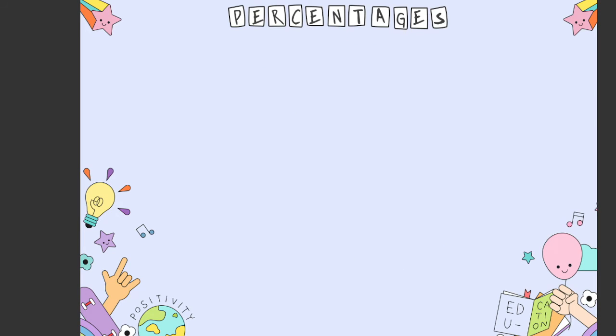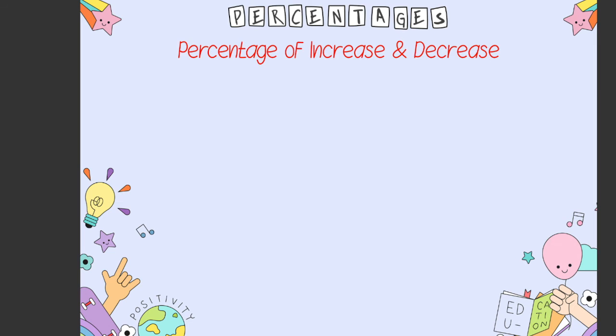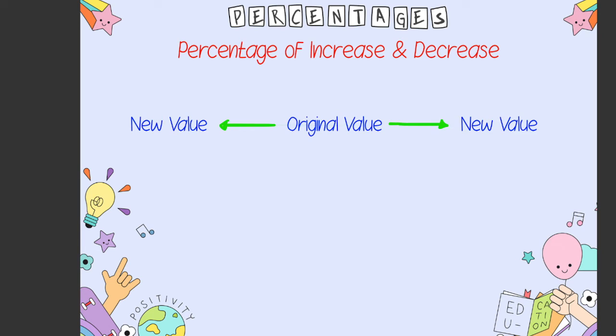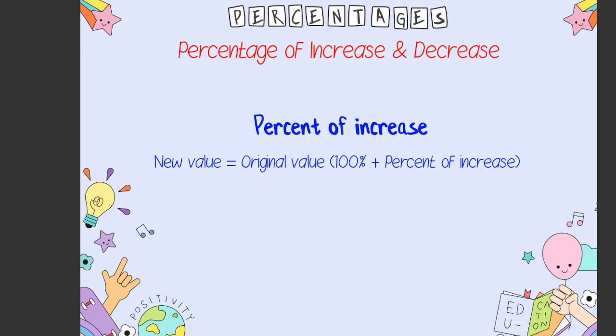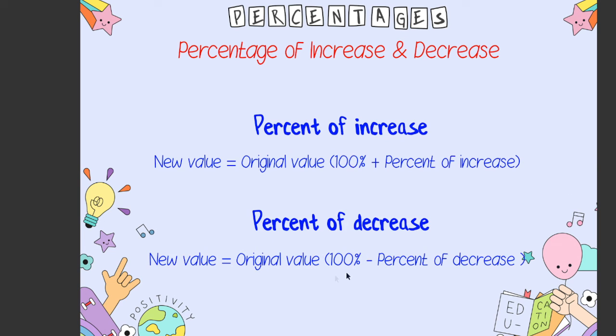Now let's go to the last part of our lesson. Percentage of increase and decrease. This basically refers to how much has changed between an original value and its new value. To find the percent of increase, you simply have to multiply the original value to 100% plus the percent of increase. To find the percent of decrease, you simply have to multiply the original value to 100% minus the percent of decrease.